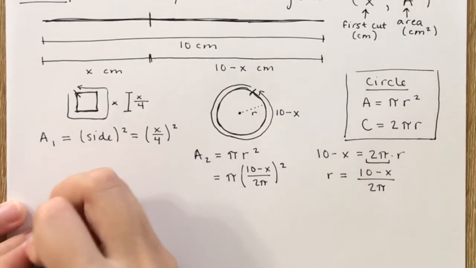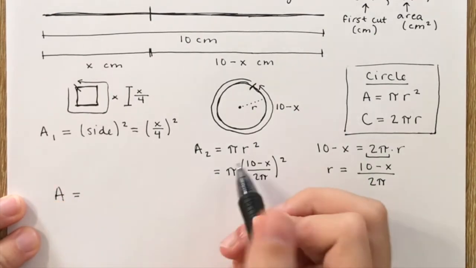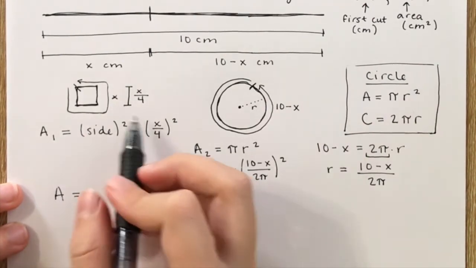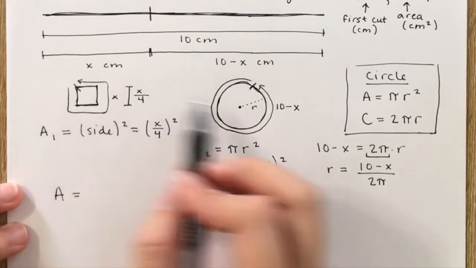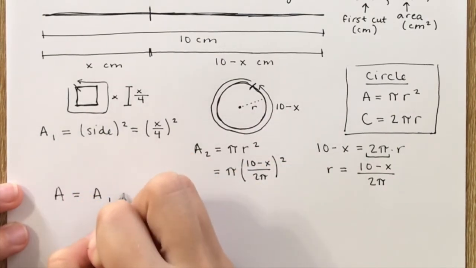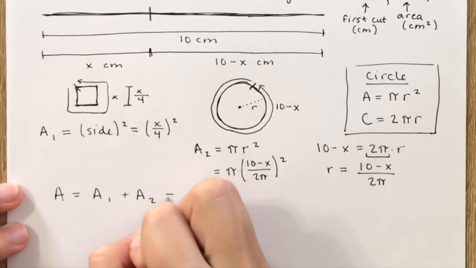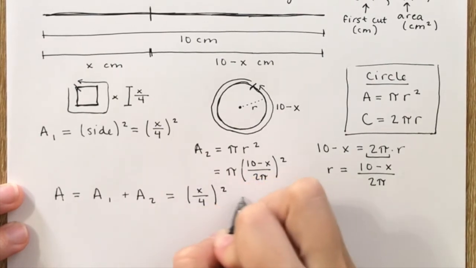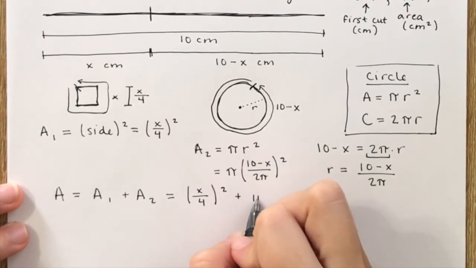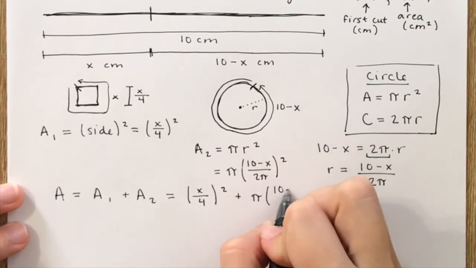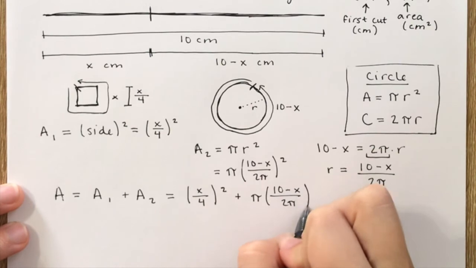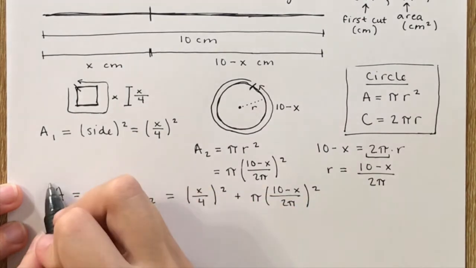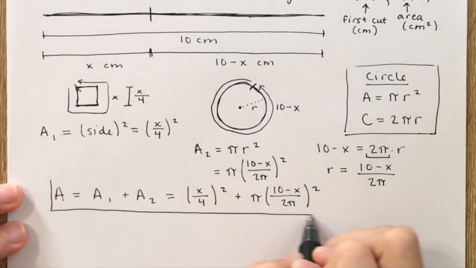So that means the area, remember we're looking for total area enclosed by the two figures. The total area enclosed is going to be the sum of the two individual areas, so that's A1 plus A2. We know that A1 is just x over 4 squared, and that A2 is pi times 10 minus x over 2 pi squared. And that's our answer, right? This is a function for area.